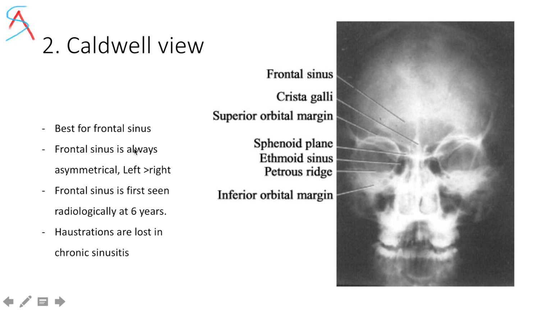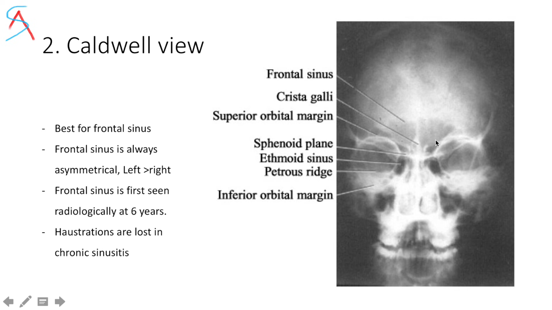The frontal sinus is always asymmetrical. Examiner may trick you. He will say, oh look, the left side of the sinus is bigger than the right. So is there some pathology? No, it's not pathology. The left frontal sinus is bigger than the right one. And the frontal sinus is generally seen radiologically after 6 years.